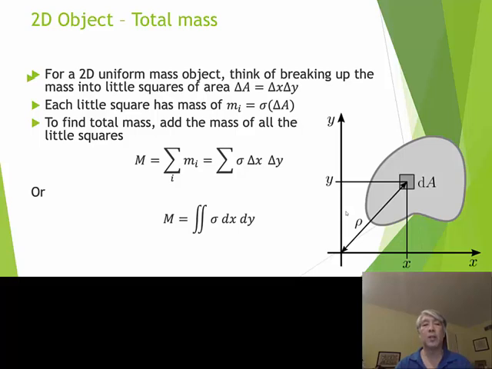To find mass, all I have to do is add up all those little squares, the sum of m sub i, remembering that this is really the sum of sigma delta A, or sigma delta x times delta y. Expanding this into calculus notation, assuming the delta x's and delta y's go really small, total mass is the double integral of sigma dx dy. I know we haven't really encountered the double integral, but it basically just means integrate along the x and then integrate along the y. That's really all that is.